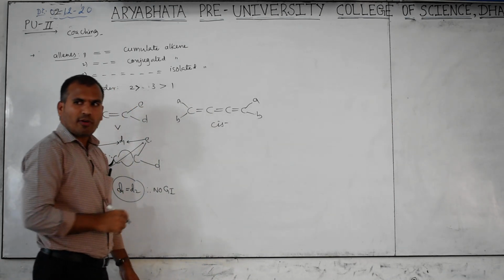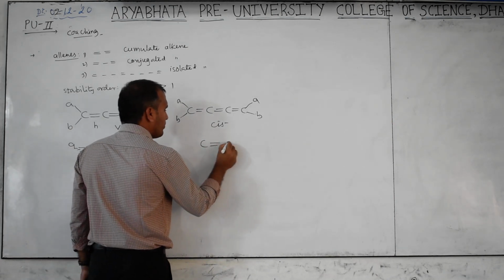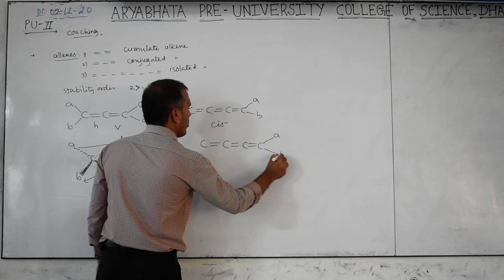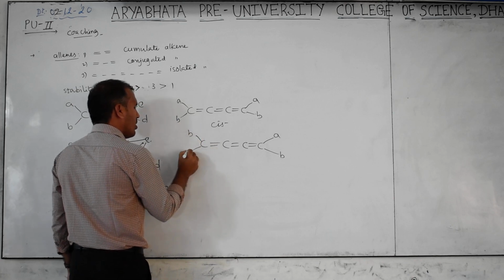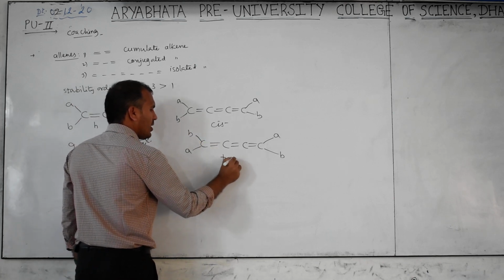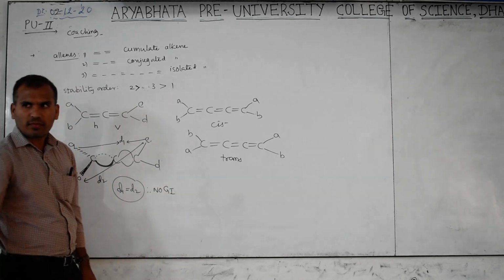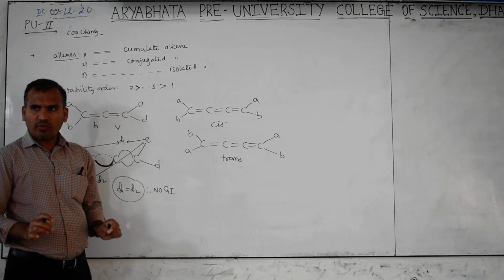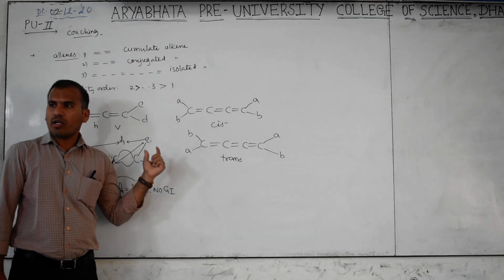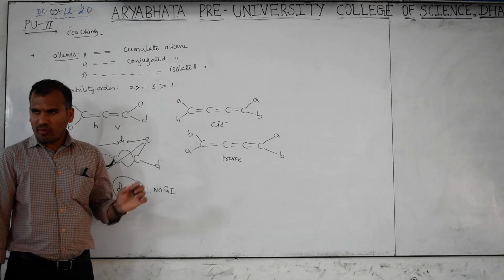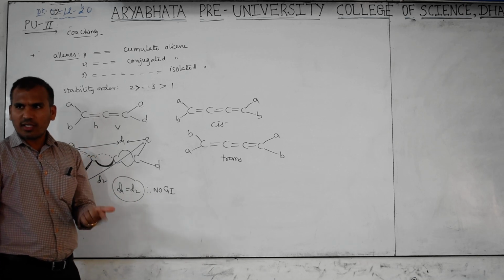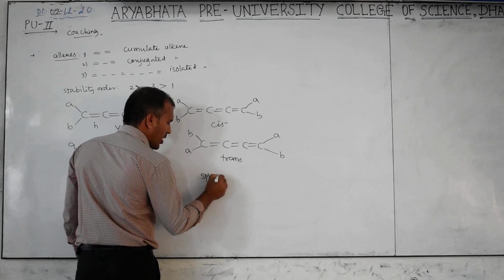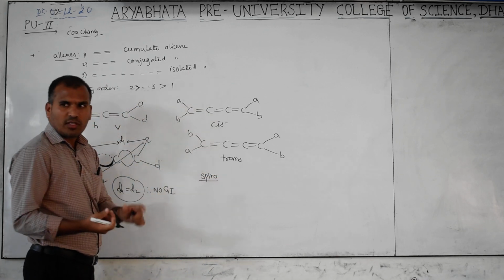Can you write the trans form? How to write the trans form? Here A, here B, here B, here A. This is trans. Clear? It only shows geometrical isomerism when they have an odd number of double bonds. An even number of double bonds does not show it. This is clear. Similarly, Spiro compound, if you take a Spiro compound, Spiro is also cyclic.